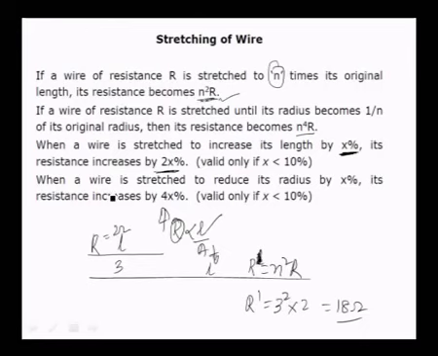Similarly, it is given in terms of radius. When a wire is stretched to reduce its radius by x%, its resistance increases by 4x%, like this. This is the concept related to the stretching of the wire. We can easily solve by taking the help of these 4 parameters.